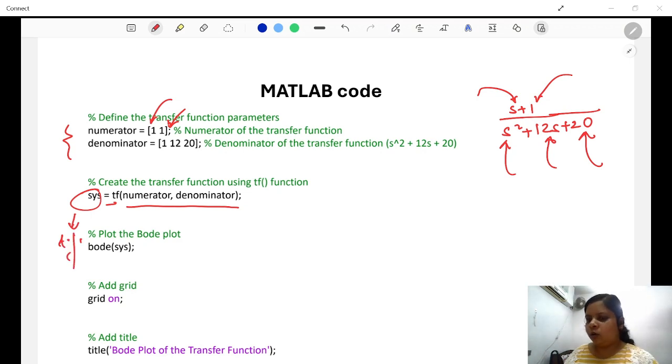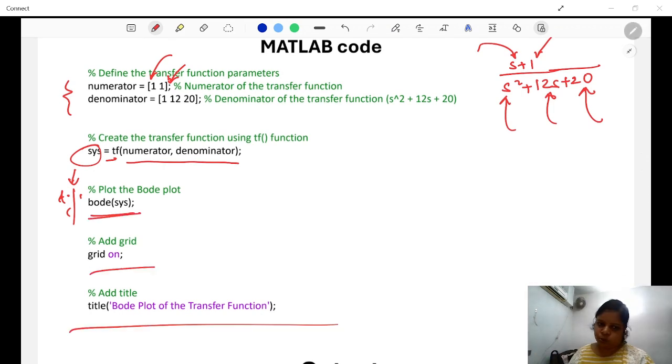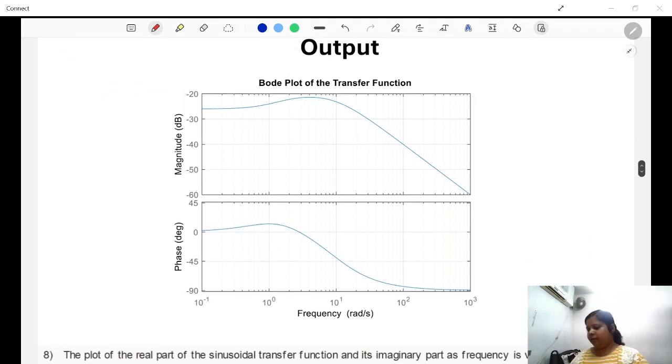You can open MATLAB, not necessarily now, but you can write this code. This PPT will definitely be made available to you on the spreadsheet that is also shared with you. You can write this code in the editor and see the results. Then bode of this system gives you the Bode plot. The grid is on, the title is written in this way, and the output that you get is of this kind.